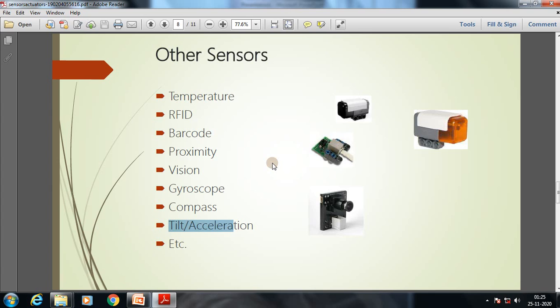In your syllabus, in the next lecture, we are going to describe what RFID is, how it works, and what the functionality of RFID is. RFID is already included in your syllabus. So after completion of today's lecture, in the next lecture we are going to discuss how radio frequency ID works. These are the application-based sensors that are basically used.